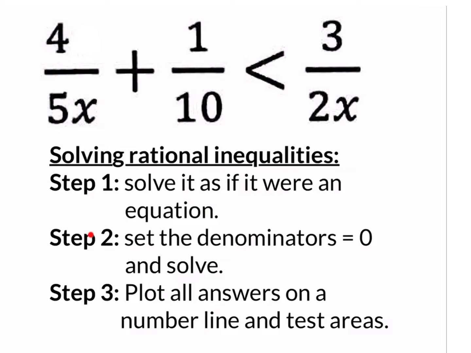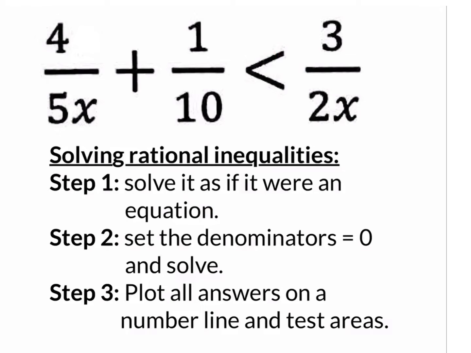And then step 2, this is where it gets a little weird. You go to the denominators and set them equal to 0. Now, of course, you're not going to do that with 10 because we know that 10 is not equal to 0. That's impossible. But you are going to do it to the 2x. 2x equals 0, 5x equals 0, and then you're going to solve both of those. So you have your answer from pretending it's an equation and solving. You're going to have more answers by setting your denominators equal to 0.